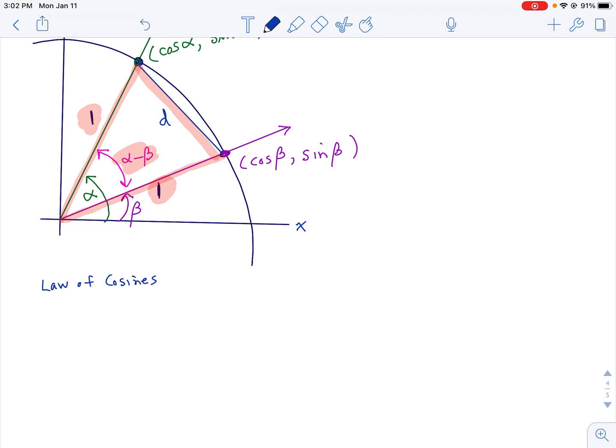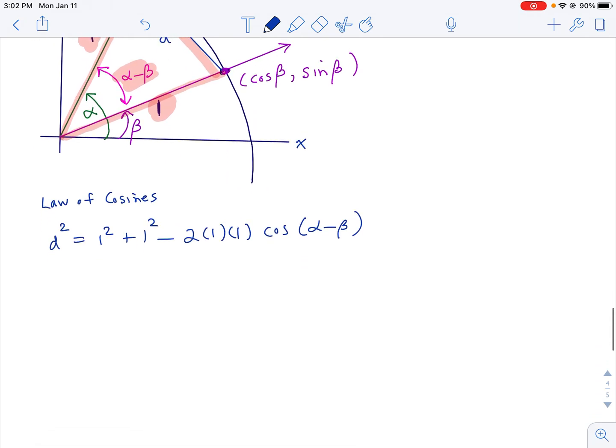It's the law of cosines. If I have alpha minus beta as my angle, opposite that is side D. So that's how I would start. D squared is what? 1 squared plus 1 squared. Law of cosines starts out like the Pythagorean theorem, and then minus 2 times 1 cosine of the angle in between, which is alpha minus beta. Yikes, ugly looking. We can probably clean it up a little bit. 1 squared plus 1 squared is 2. 2 times 1 is 2, and I still have cosine of alpha minus beta. All right, so far so good.